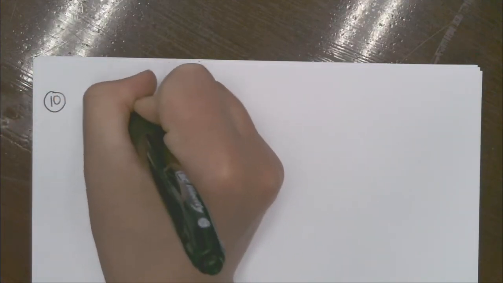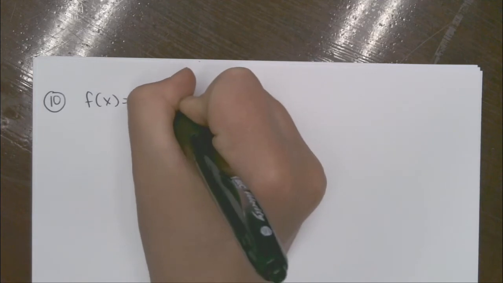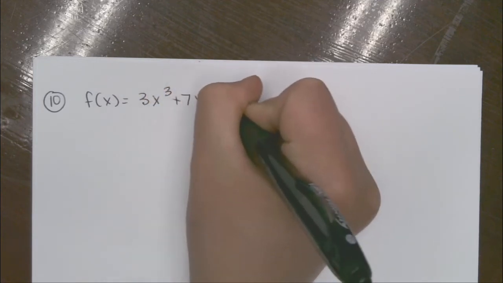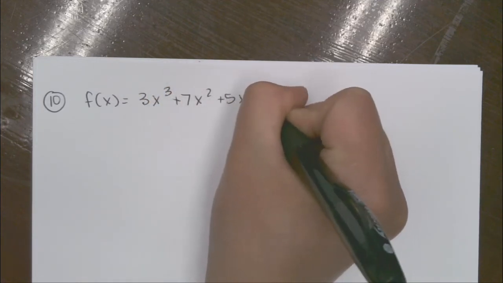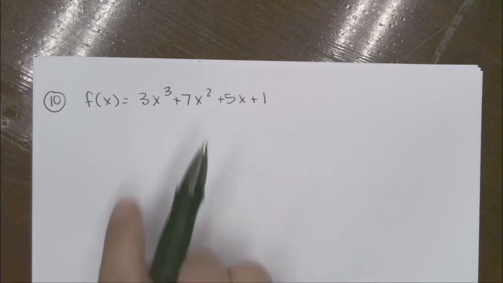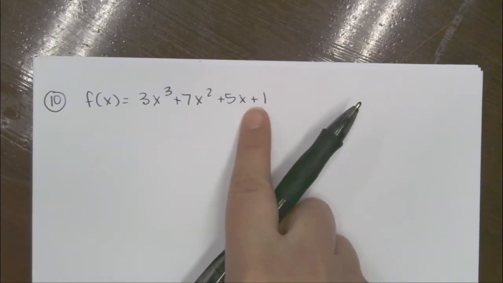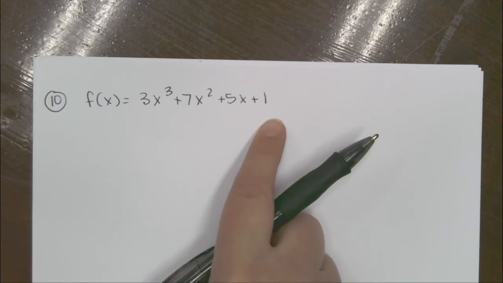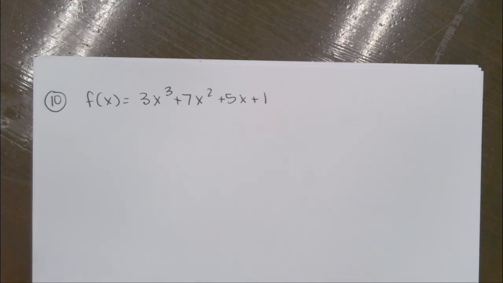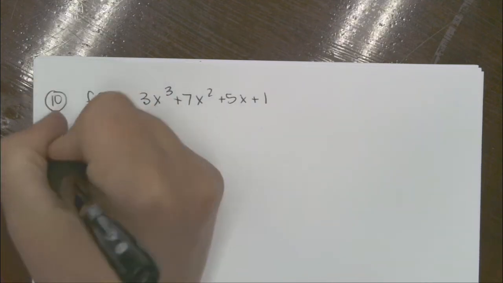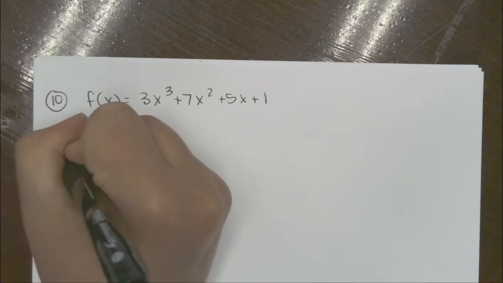F of x is equal to 3x cubed plus 7x squared plus 5x plus 1, and I'm doing a little sad face in my heart. No GCF. I'm also noticing 3, 7, and 5, and 1. There's nothing that I can pull out. So since there is no GCF and I cannot factor by grouping, I have no choice but to use the rational root theorem. So rational root theorem is the silly snake.